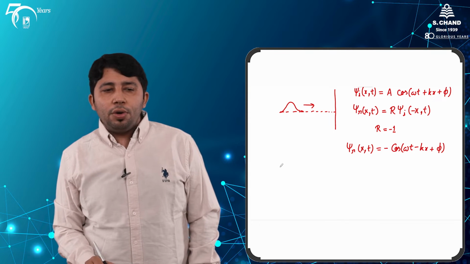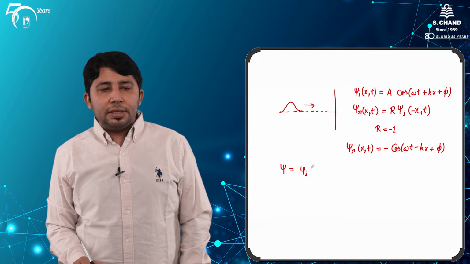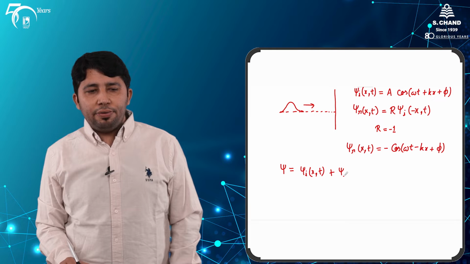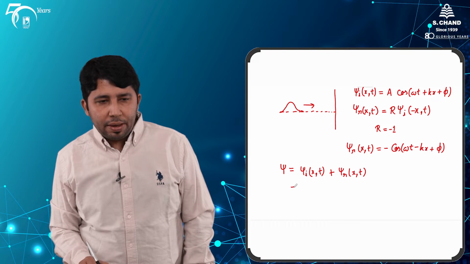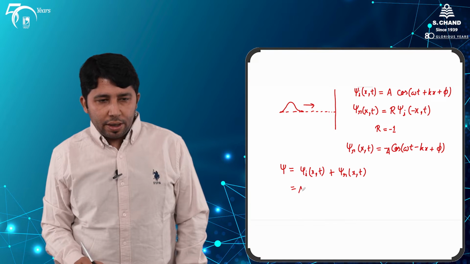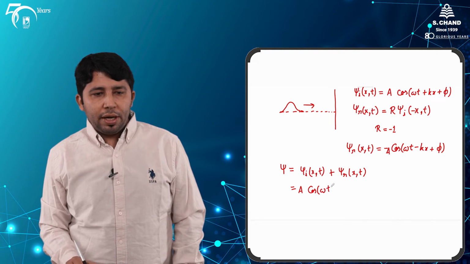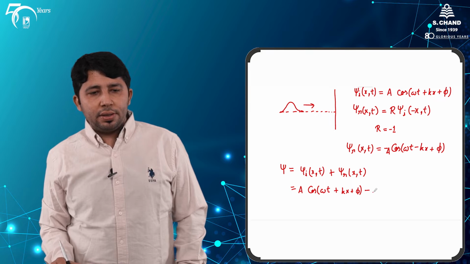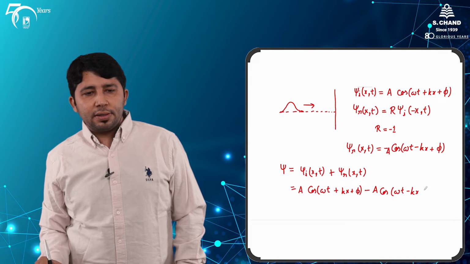Now if I want to calculate the overall wave function, it should be the sum of the incident wave function of x and t plus the reflected function of x and t. Let's add them up. A is the amplitude here in both cases, and we get A cos(omega t plus kx plus phi) minus A cos(omega t minus kx plus phi).